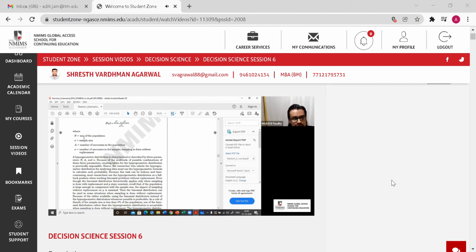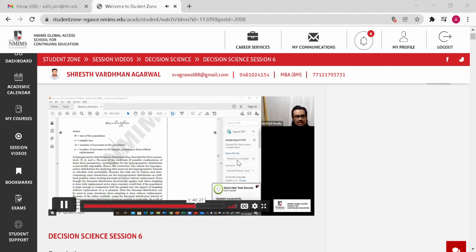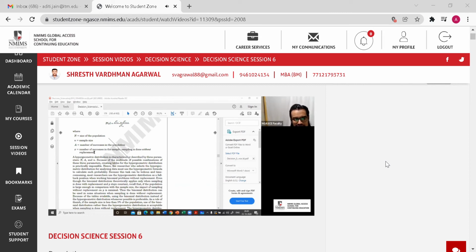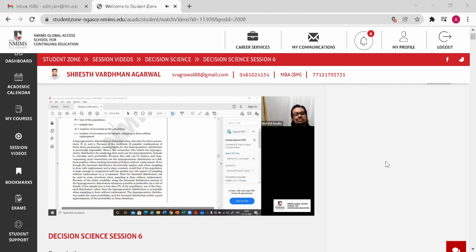Capital N denotes the population size. Small n denotes the sample size. Capital A denotes the number of successes in the population. Small x shows the number of successes in the sample, and the sampling is done without replacement.